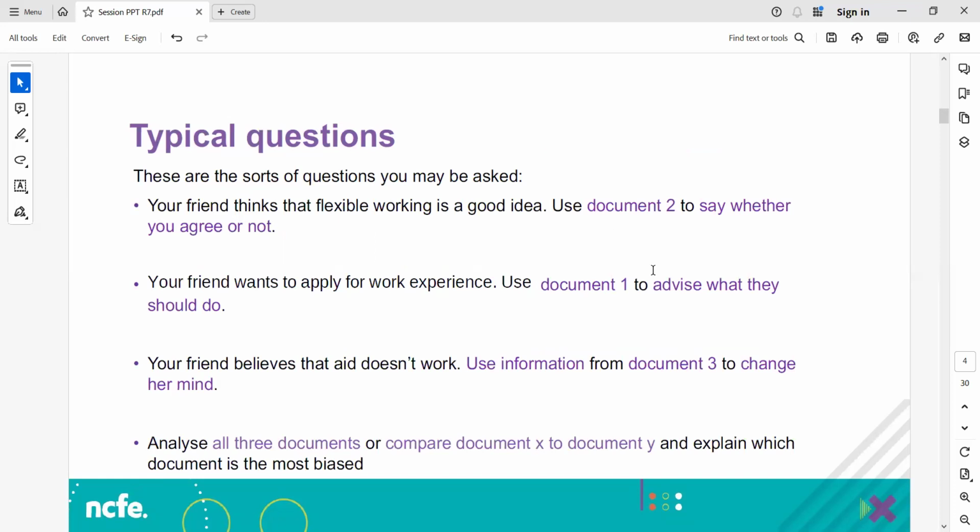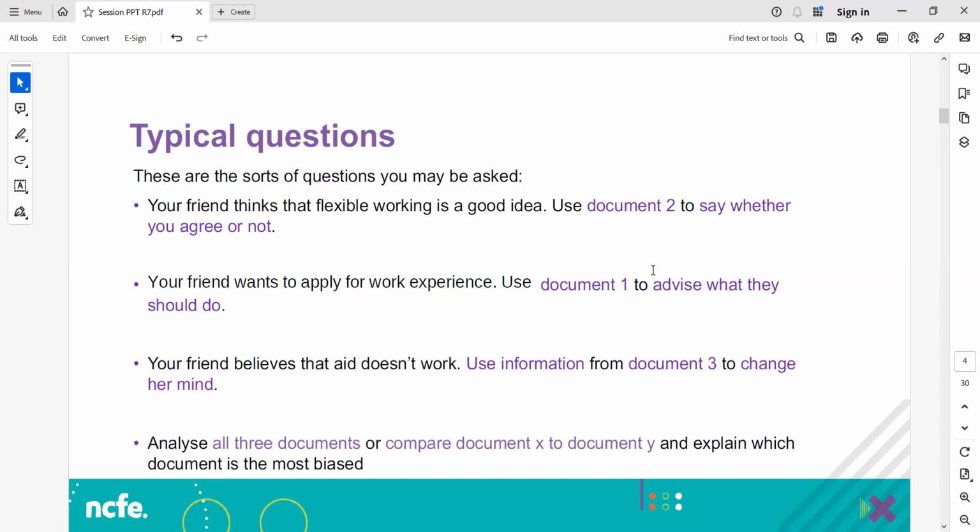So these are examples of the sorts of questions that you might be asked. Your friend thinks that flexible working is a good idea. Use document 2 to say whether you agree or not. So you can see that you're being asked the question and then you're being told which document to use to answer the question. Your friend wants to apply for work experience. Use document 1 to advise what they should do. So again, referring you to which document you should get your evidence from.